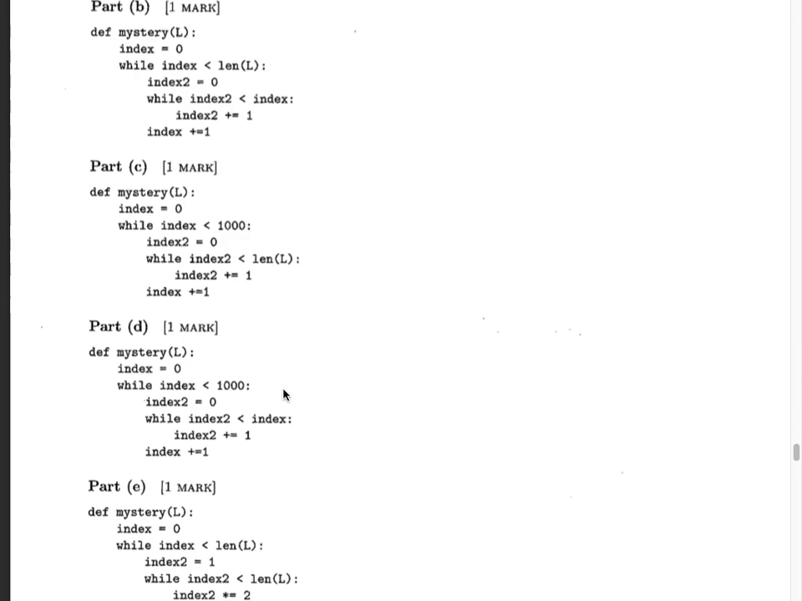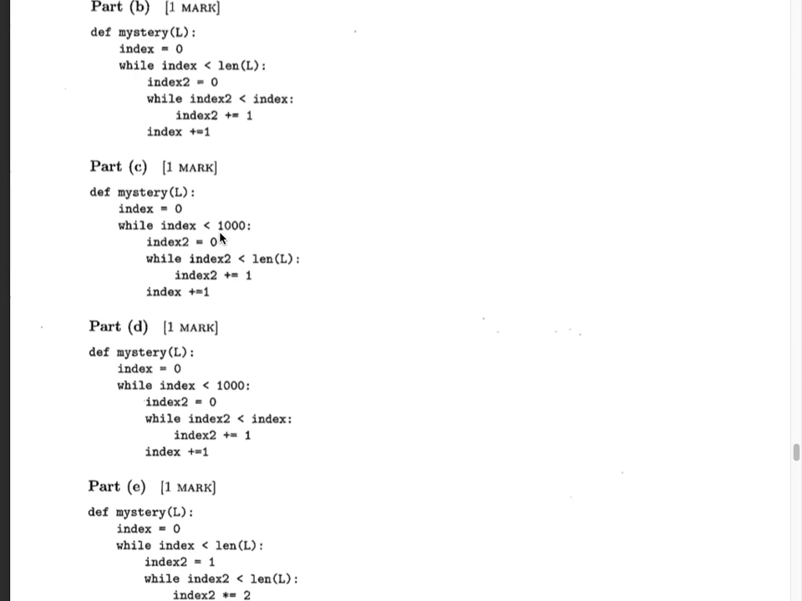Okay, they're trying to trick you. What does this mean? We're talking about embedded loops, but when I run a loop 1,000 times, that's equivalent to just writing that statement 1,000 times, one after another. So that's technically not a loop. We've done a constant number of things. So the outer loop is constant.